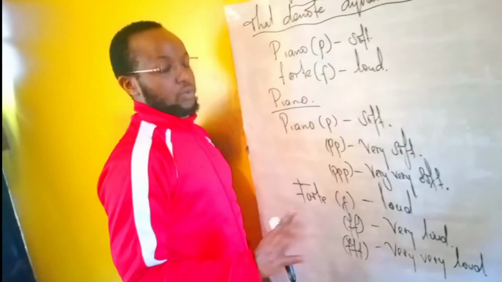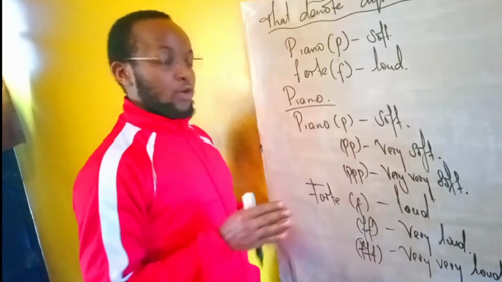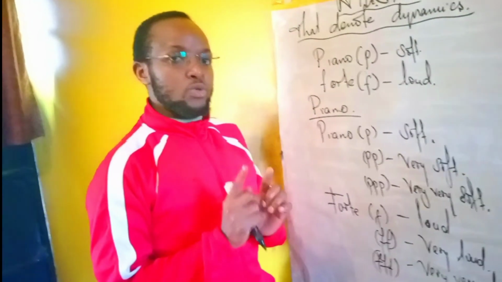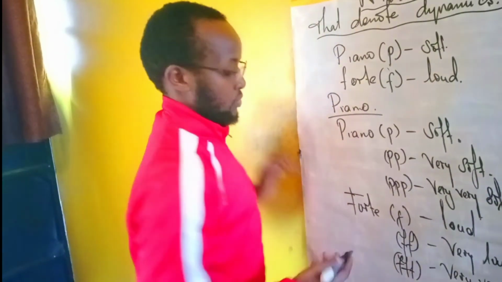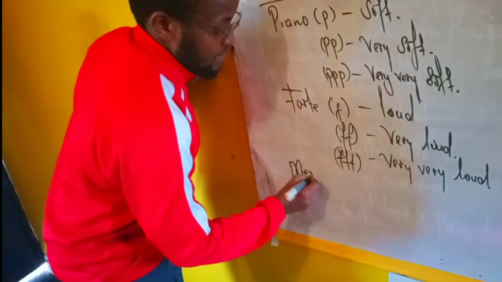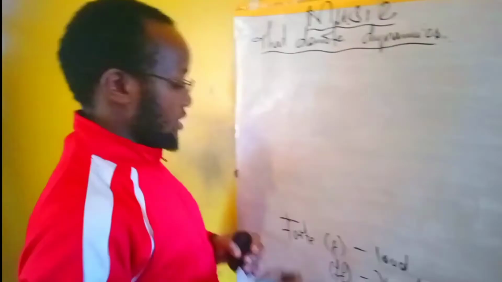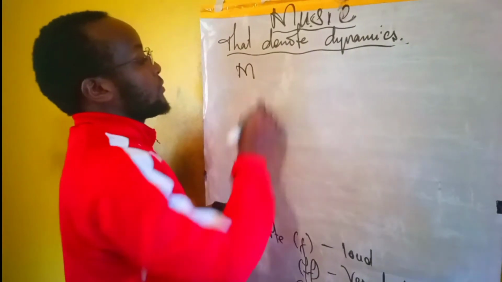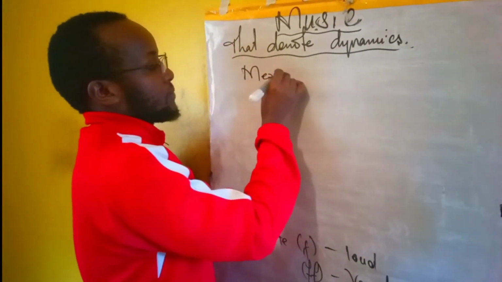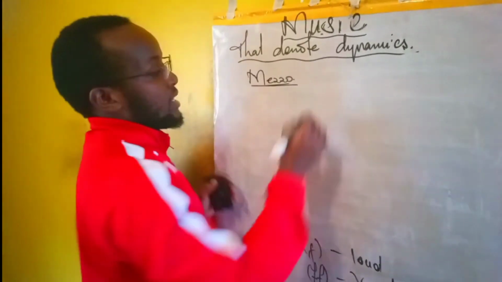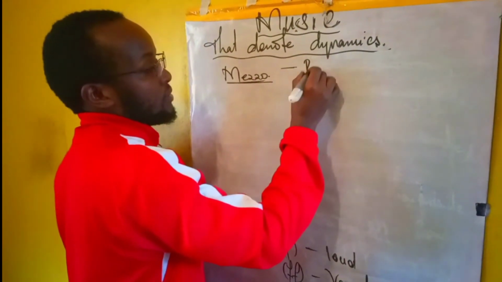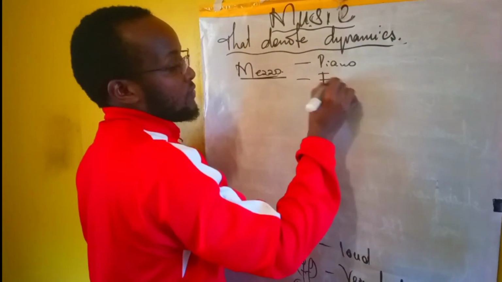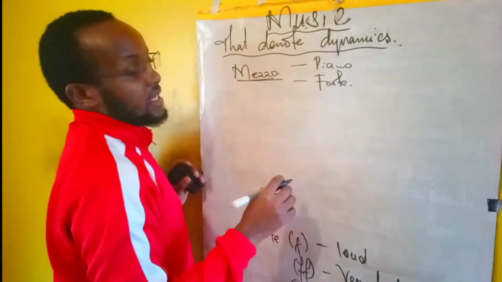But for both of them, we also have a moderate way of performing the softness or the loudness of the music. We use the prefix mezzo. So we use the prefix mezzo on either of them. On denoting the moderacy of performance of these dynamics, we use the term mezzo. In either of them, we can use mezzo piano, we can use mezzo forte, and they're usually written MF.